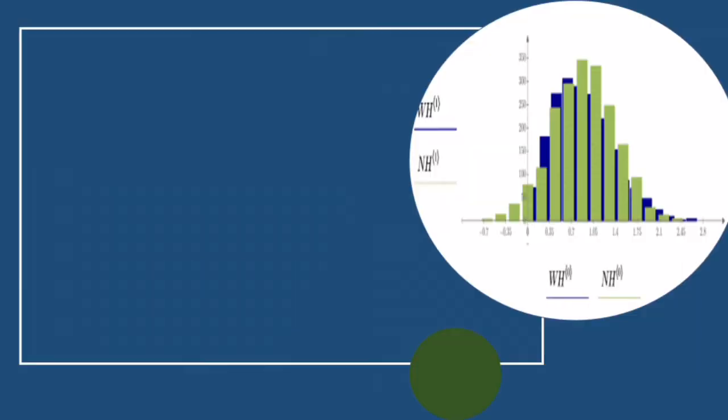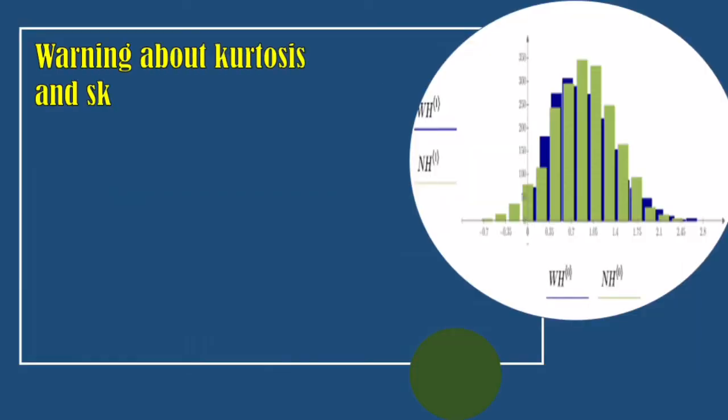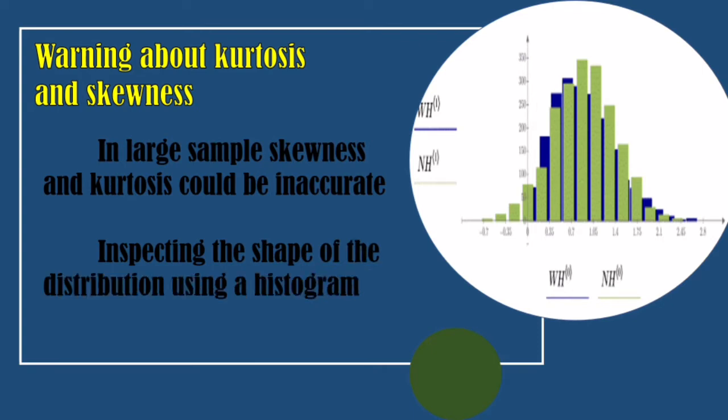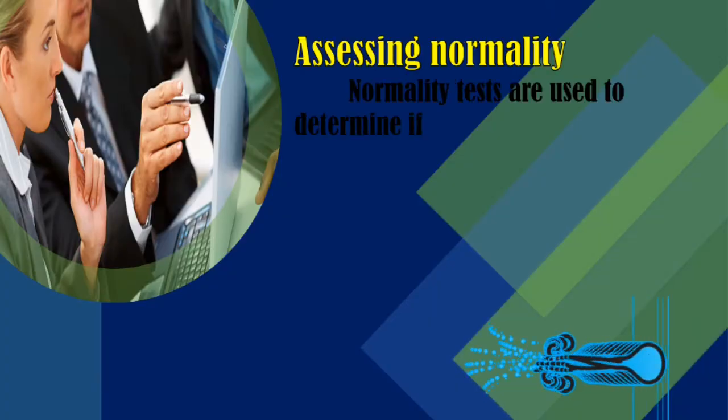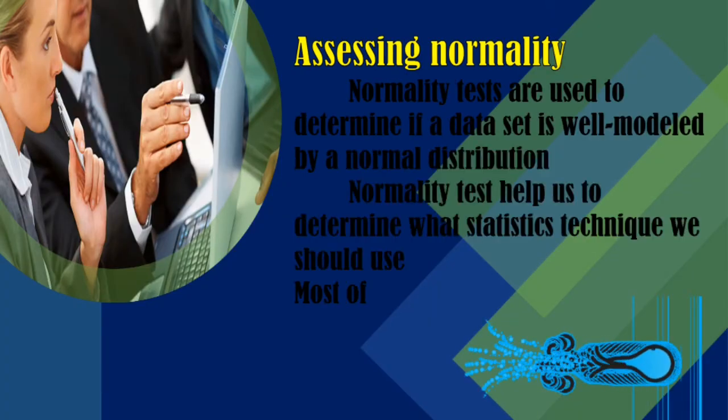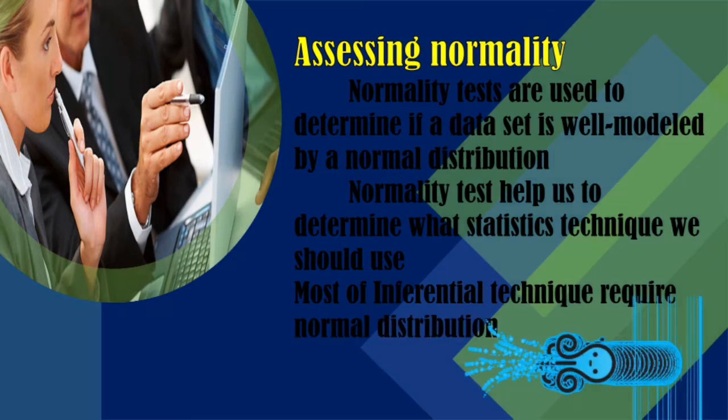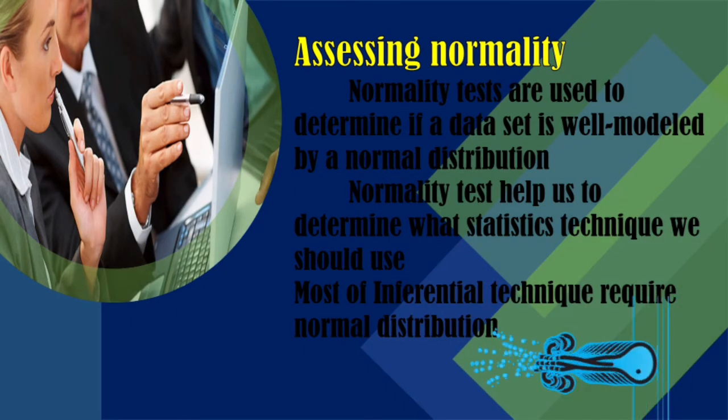Warning about the use of kurtosis and skewness. When you use a large sample, skewness and kurtosis could be inaccurate. So, inspect the shape of the distribution using a histogram. Now, to assess normality, normality tests are used to determine if a data set is well modeled by a normal distribution. Normality tests help us to determine what statistics technique we should use. So most of the inferential techniques require normal distribution.